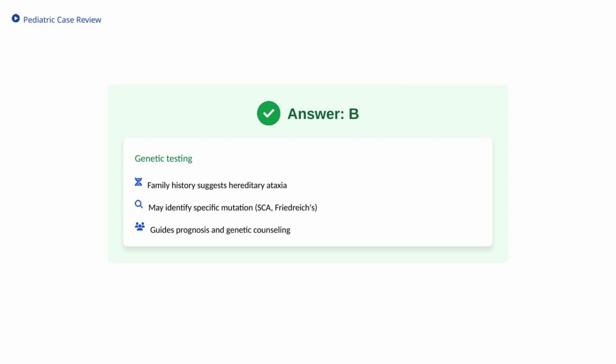The combination of slowly progressive ataxia and a positive family history strongly suggests a hereditary ataxia syndrome. Genetic testing may identify specific mutations associated with conditions such as spinocerebellar ataxias or Friedreich's ataxia. This information is crucial for establishing an accurate diagnosis, guiding prognosis discussions, and providing appropriate genetic counseling for the family. Modern genetic panels can test for multiple ataxia genes simultaneously, increasing diagnostic yield.